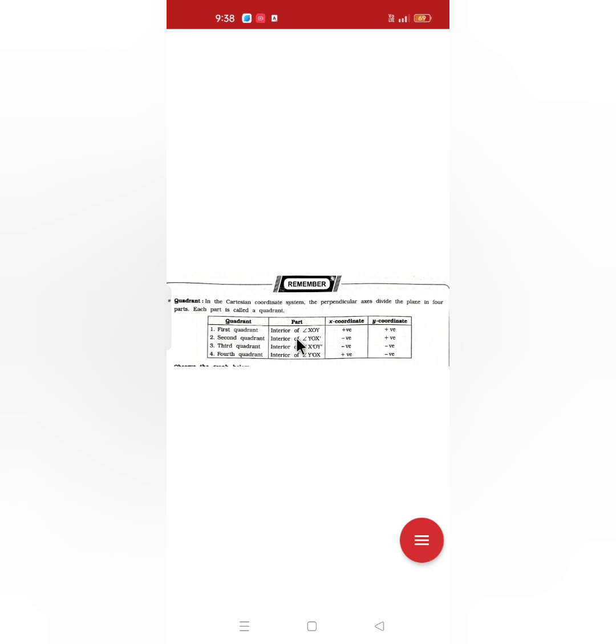The first quadrant is denoted as the interior part of angle XOY, where both coordinates are positive. The second quadrant is called the interior of angle YOX dash. Here the x coordinate is negative, the y coordinate is positive. The third quadrant is denoted as the interior of angle XOY dash. Both coordinates are negative. The fourth quadrant is denoted as the interior part of angle YOX. Here the x coordinate is positive and the y coordinate is negative.